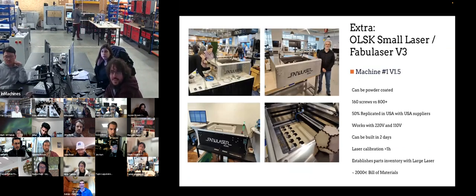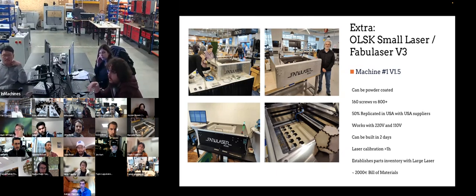And we also built a laser machine in Baltam. Here you can see some pictures. This machine is already an improvement on the previous one because in the previous one we had more than 800 screws. This machine has only 160, which is still a lot for us, but it's a huge improvement. Laser calibration takes less than 1 hour to be built, and it's compatible with all the voltages.